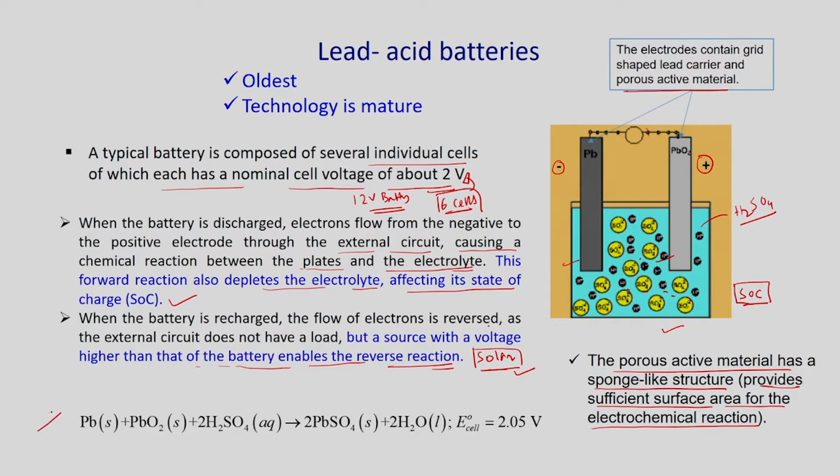So, the overall reaction will be something like this. Lead and lead oxide react with sulfuric acid, and then we get PbSO4 and H2O, and each cell will give about 2 volt of energy generation. Okay. So this is how a lead acid battery works.